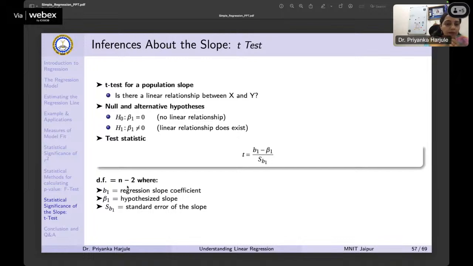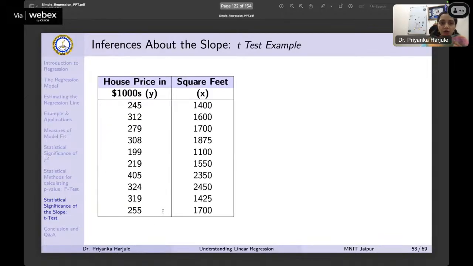Why n minus 2? n is the number of observations, and 2 because we have two estimators, b1 and b naught, that we are trying to estimate. So b1 is the regression slope coefficient, and beta 1 is the hypothesized slope, which we are hypothesizing as 0, indicating that there is no linear relation, and this is the standard error which we got in our output.